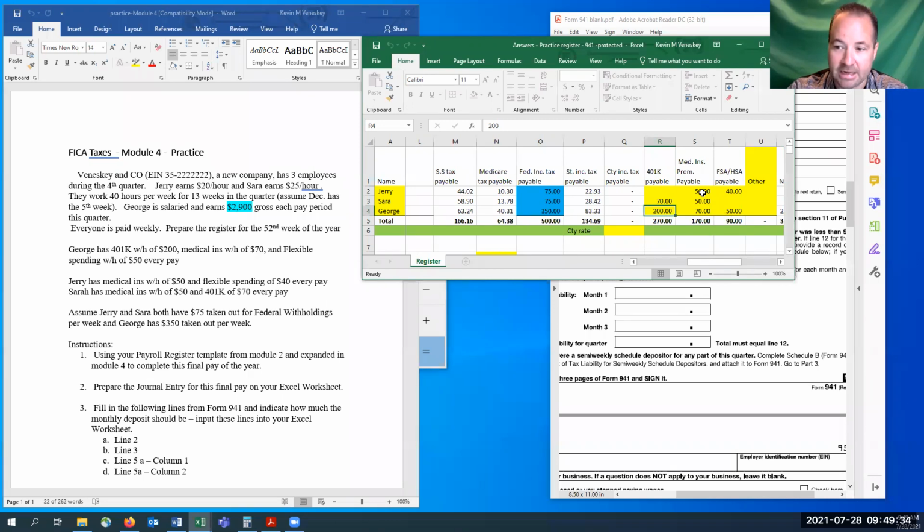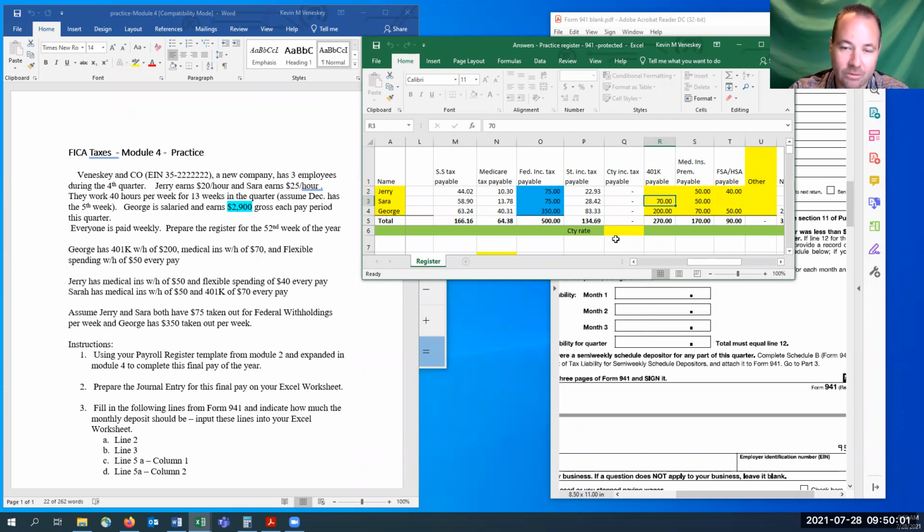It says Jerry has $50 for medical, $40 for flexible spending. Sarah has, let's see here, no, Sarah has medical insurance of 50 and 401k of 70.